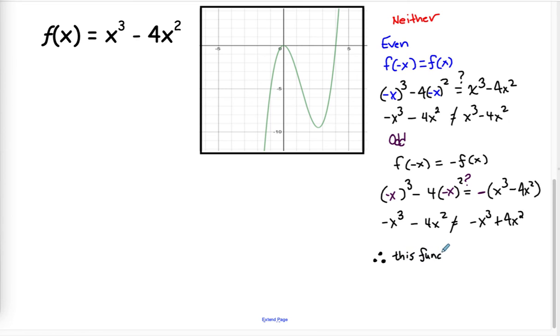And we just say that this function is neither odd or even. That's all.